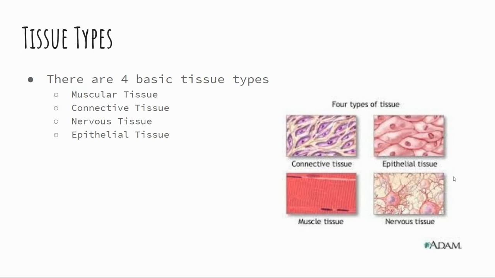So in animals, there's four basic tissue types. You have muscular tissue, connective tissue, nervous tissue, and epithelial tissue. And we'll talk about each of these briefly. Today, we'll talk about muscular tissue and epithelial tissue a little bit more in depth than we will connective tissue and nervous tissue. But when we get into the actual systems, we'll hit back on these again.